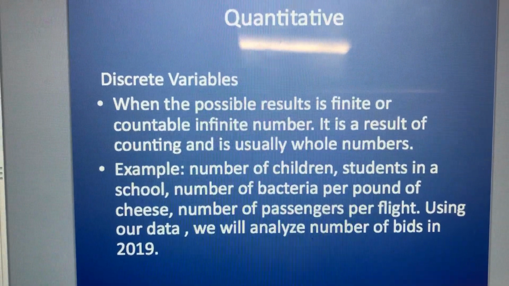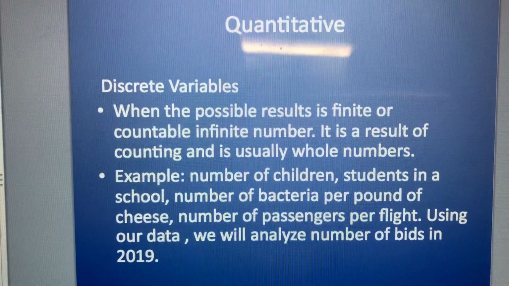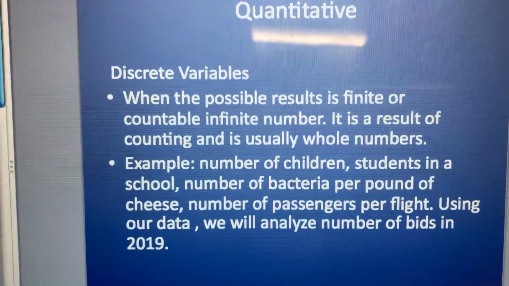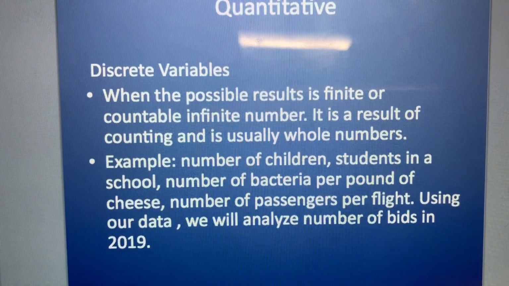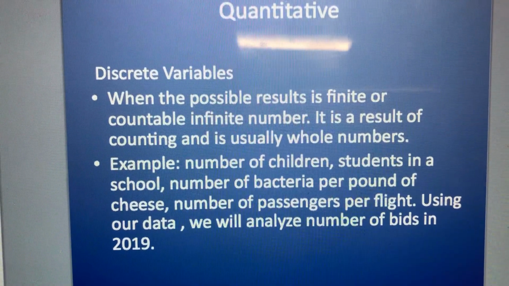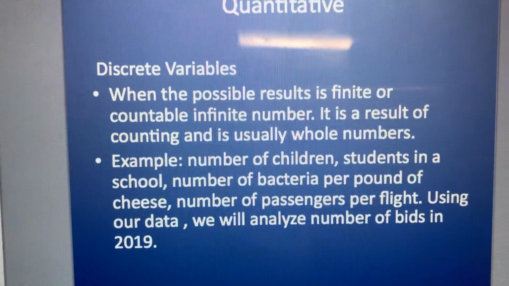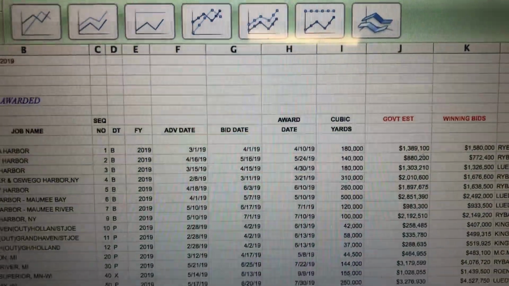Discrete variables mean the possible results are a finite or countably infinite number, such as the number of children, the number of students in a school, the number of bacteria per pound, or passengers on a flight.